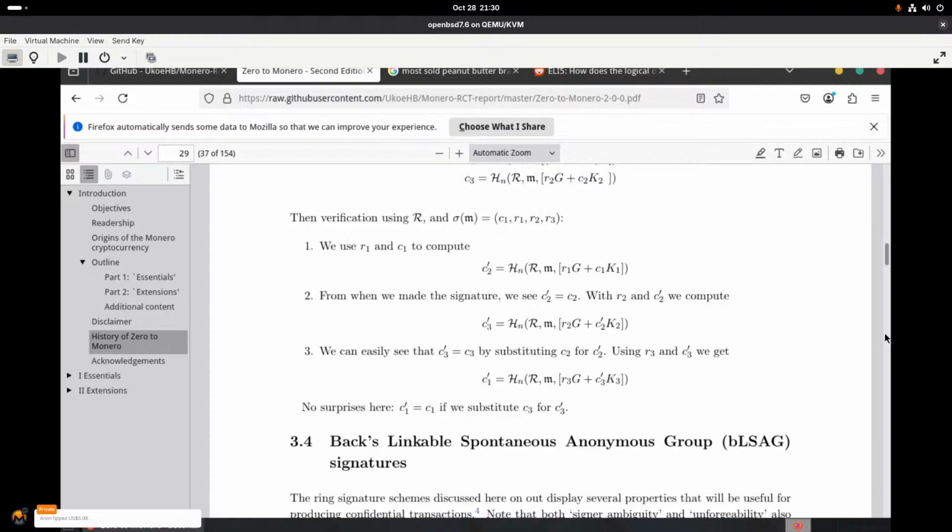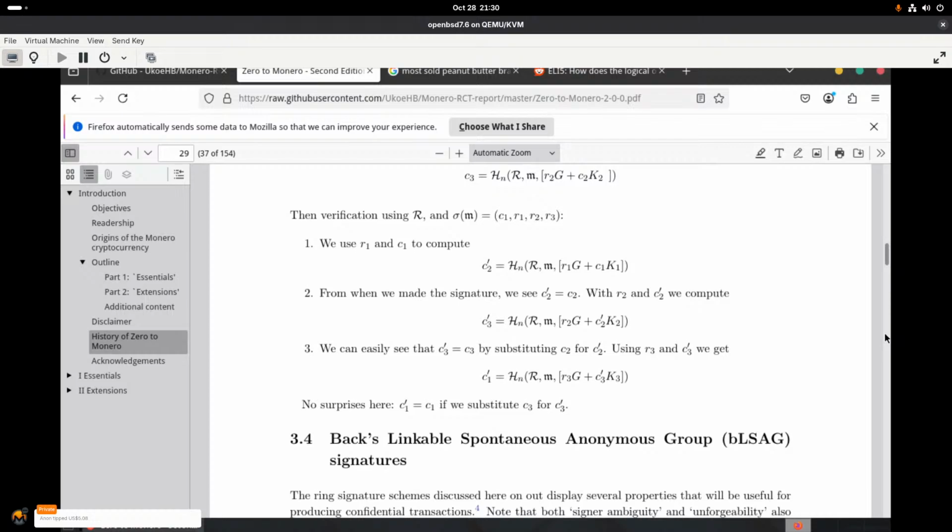From where we made this computation, we can easily see that c3 equals c3', substituting for c2 using r3 and c3. We get, okay, no surprise here, c1 equals c1' if we substitute c3 for c3'. Interesting.